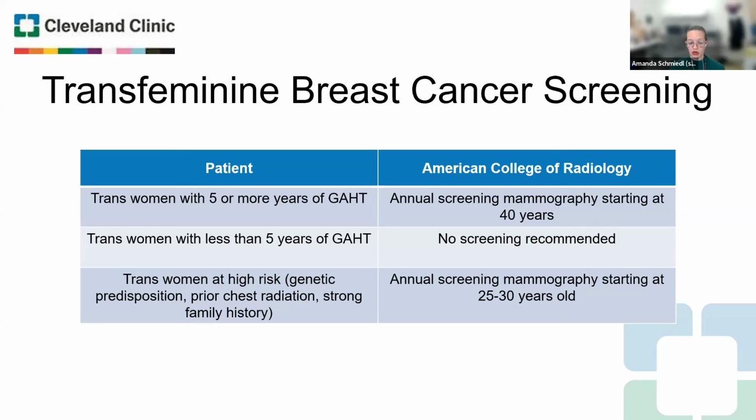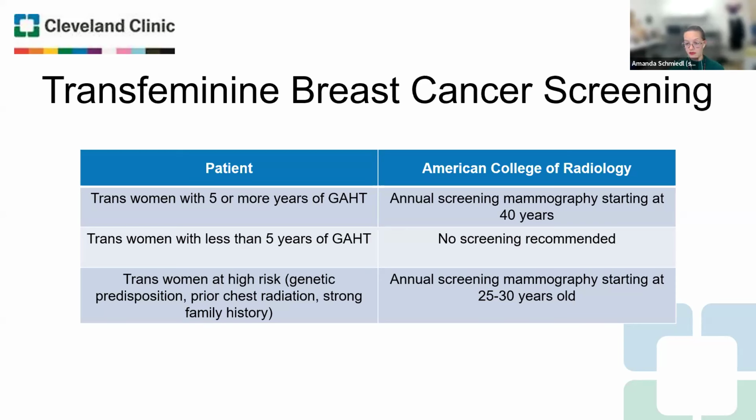And then if you are a trans woman at high risk due to genetic predisposition or prior chest radiation or strong family history, regardless of how long you've been on gender affirming hormone therapy, you should consider getting screening mammography starting at 25 to 30 years old. And again, these are the NCCN breast cancer guidelines.